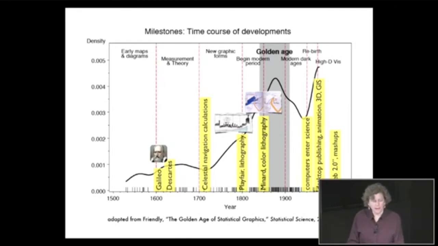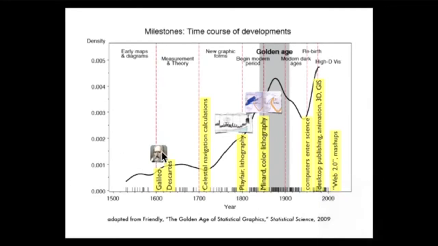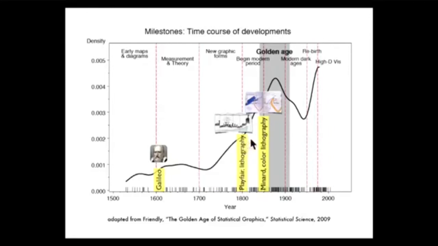But to show you what happened in between, here's Galileo in 1610, and all sorts of other interesting things happened along the way. This is a plot of the density of important developments in graphics and visualization as a function of time. I'd love to go into the details, but I'll skip them for you. Instead, I'll just focus on what happened here in the 1800s, and then I'll come back to the present.